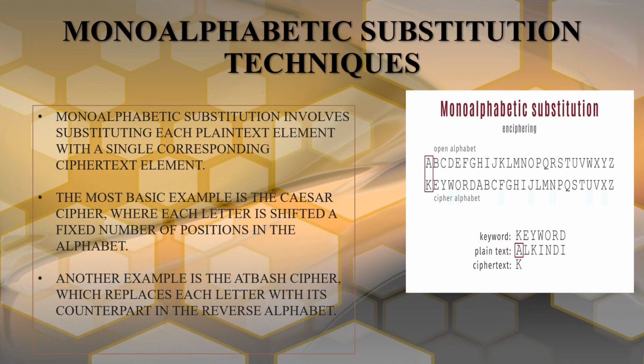Monoalphabetic substitution techniques. Monoalphabetic substitution techniques involve substituting each plain text element with a single corresponding cipher text element. The most basic example is the Caesar cipher, where each letter is shifted a fixed number of positions in the alphabet. Another example is the Atbash cipher, which replaces each letter with its counterpart in the reverse alphabet. As you can see on the right side, there is a monoalphabetic substitution. There is a plain alphabet and a cipher alphabet. From that, we get the keyword, the plain text and the cipher text.